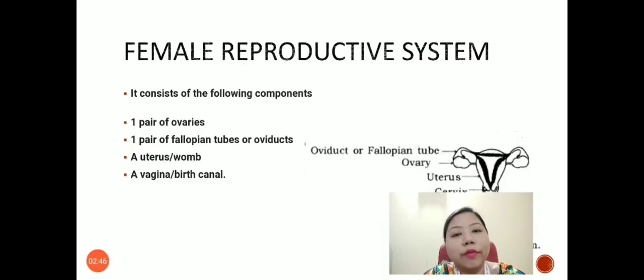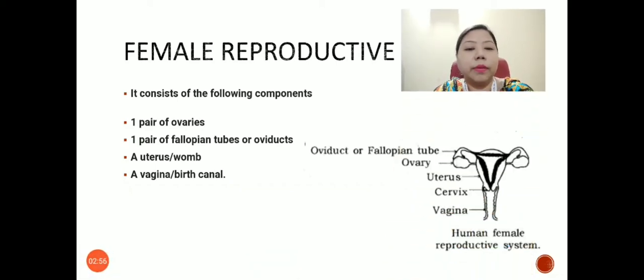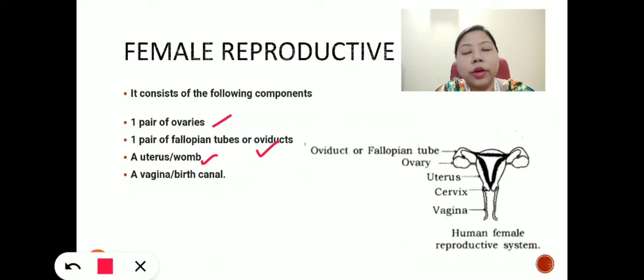Now, since you have understood the male reproductive system, let us now understand the female reproductive system. The female reproductive system consists of a pair of ovaries, a pair of fallopian tubes or oviducts, a uterus, also called the womb, and the vagina or the birth canal.